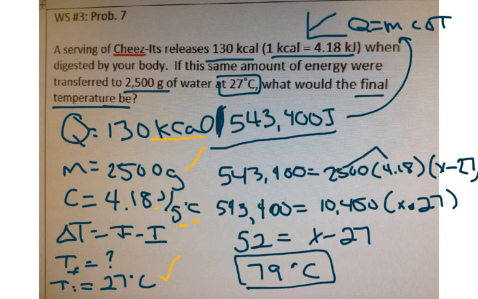So what that means is that if I had an input of 543,400 joules, I would be able to raise 2,500 grams of water up to 79 degrees Celsius.